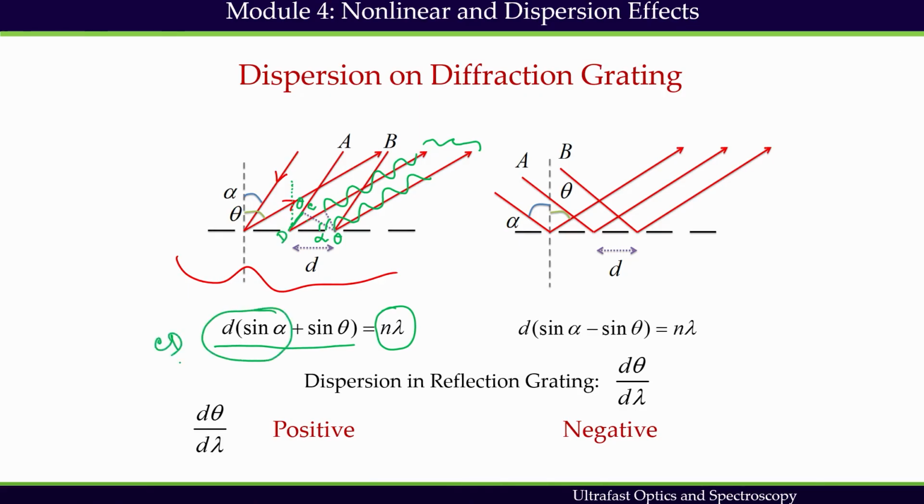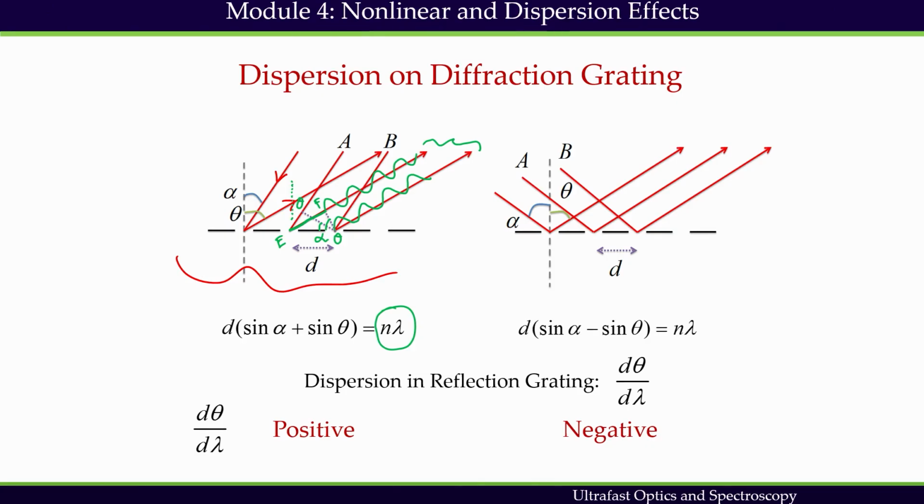This is CD distance, and this EF distance is nothing but d sine theta. This is EF distance. So the total extra distance traveled by A is going to be d (sine alpha plus sine theta), and that has to be equal to n lambda, to have the constructive interference between two diffracted beams A and B.